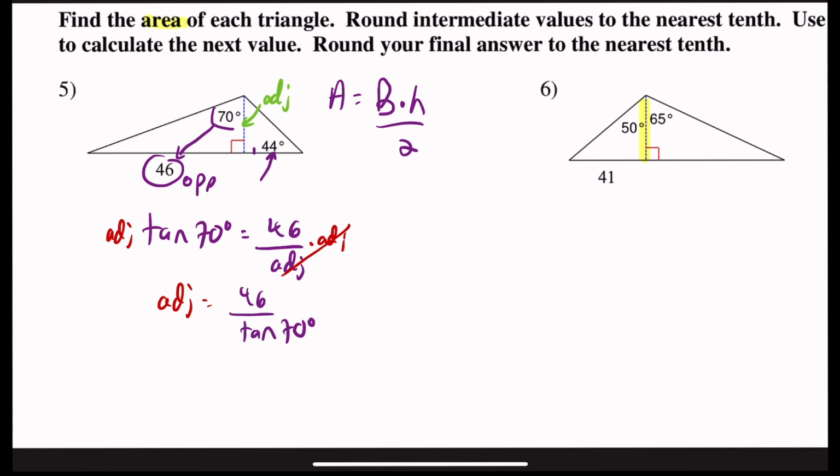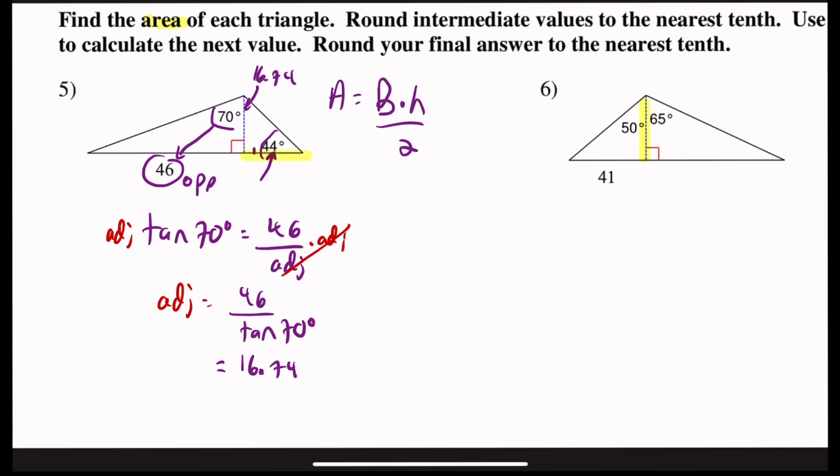And if you plug that into your calculator, you get about 16.74. So now that I have that side, 16.74, I can erase this part here, indicate that that's 16.74, and then I can use that side with this angle to find what this missing side is going to be.